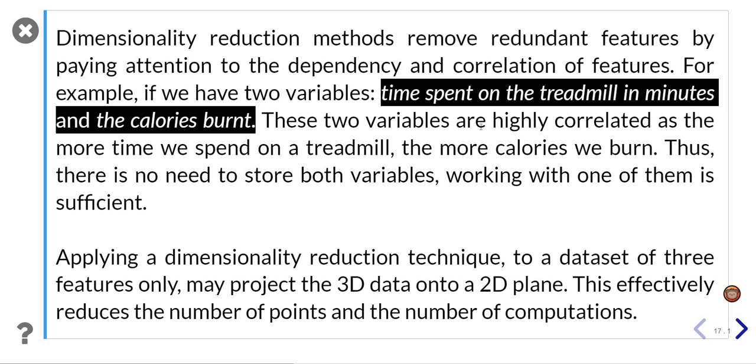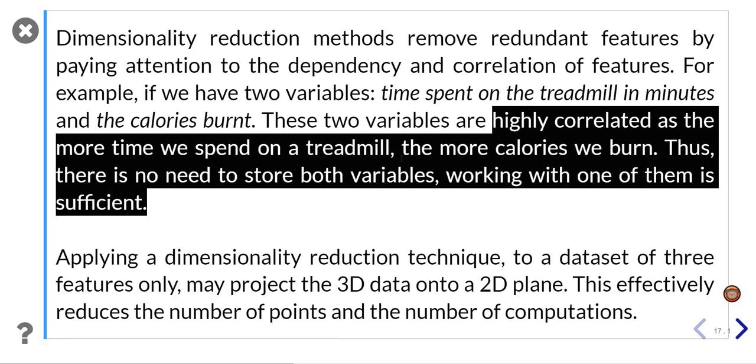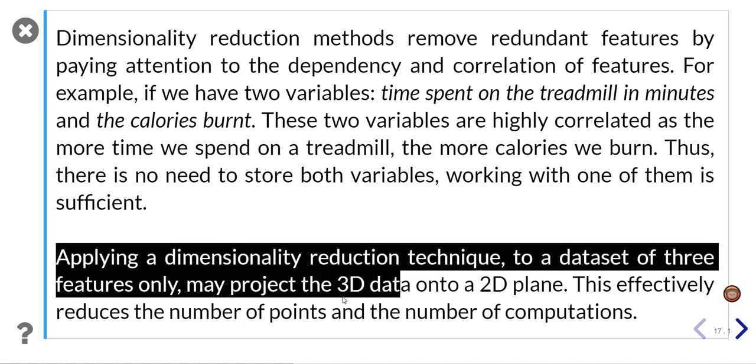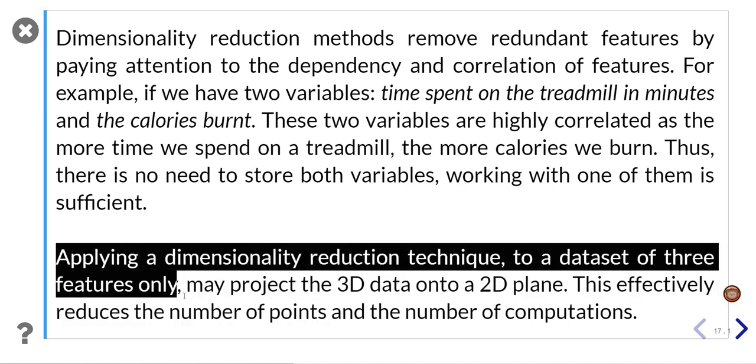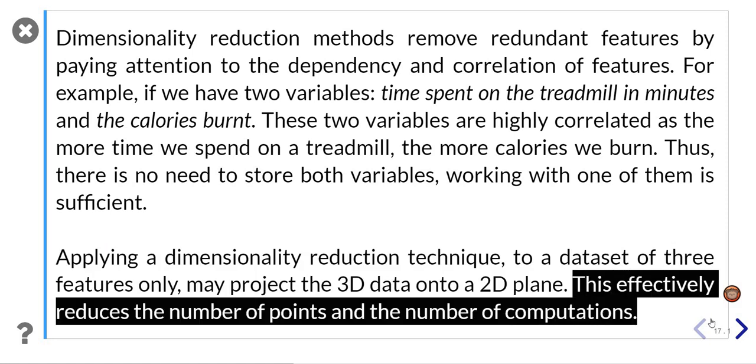So if you notice that these 2 variables are highly correlated, the more time that you work on a treadmill, of course naturally the more calories you will burn. So there is no need to actually store both variables. Working with just one of them is sufficient. When you apply a dimensionality reduction technique to a data set of 3 features, you may project the 3D data onto a 2-dimension plane. This very effectively reduces the number of points and the number of computations.